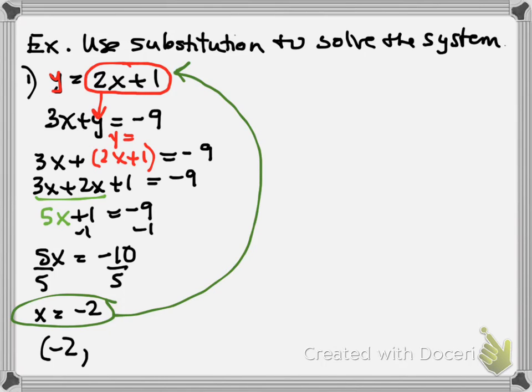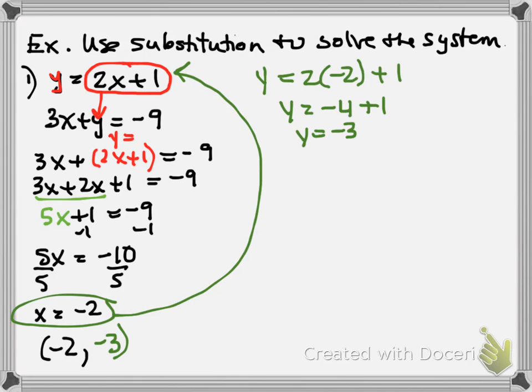Let's solve it. The reality is I can substitute that value of x into either original equation. But I'm going to be smart about it like Brandon was, and he says, I'm going to go to the one that already has the variable I need by itself. So I get y equals 2 times the value of x, which is negative 2, plus 1. And then I just solve this. So I get y equals negative 4 plus 1. I get y equals negative 3.